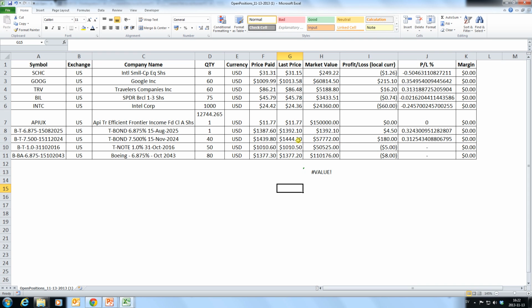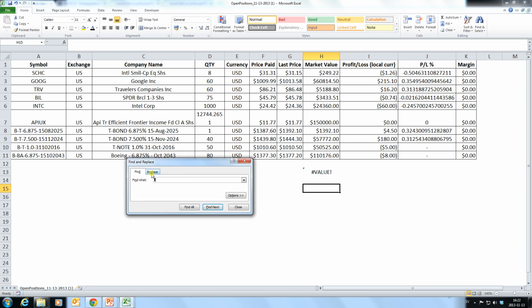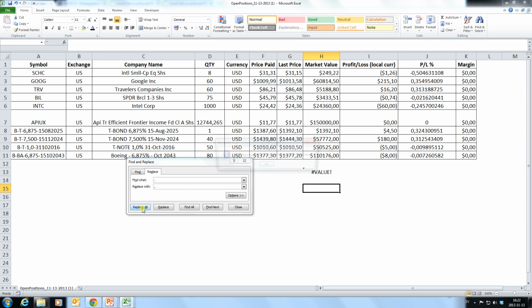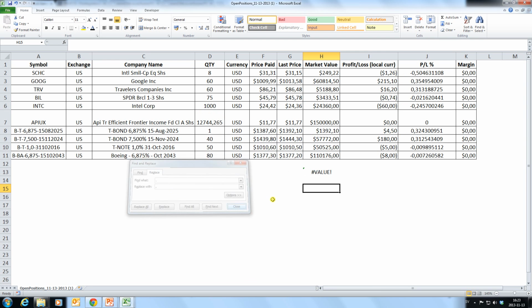The next step is to replace all these points by a comma, because I use comma as a decimal separator. Again, I press Ctrl F, go to replace, and say that I want to find all the dots and replace them with a comma. I click on replace all, and now we are almost done.